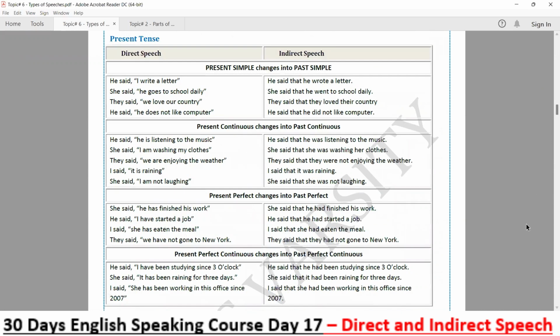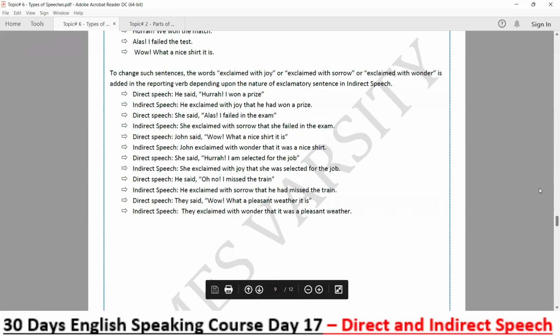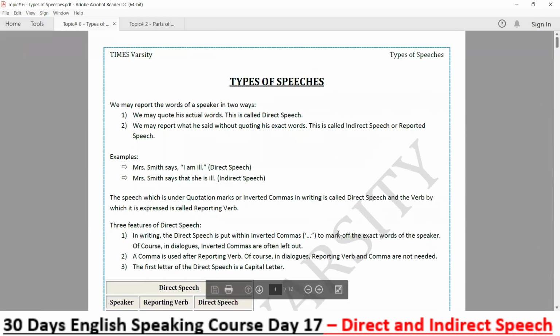The remaining aspects related to types of speech we will cover in our next session, because initially I would like to go slow so that you can understand the concept very well and practice it. Any question? The rest we will be discussing in tomorrow's session. Any question before we conclude today's session?